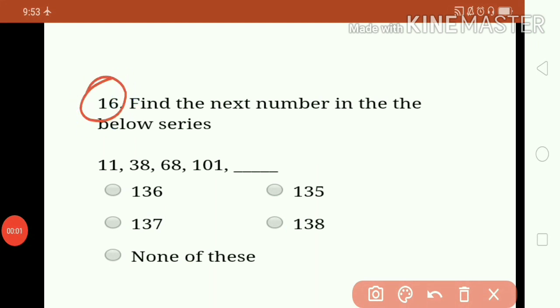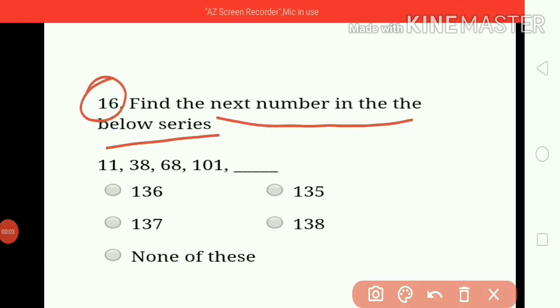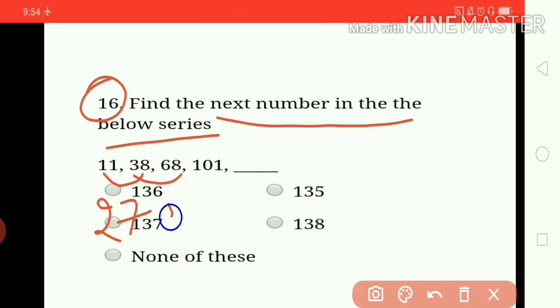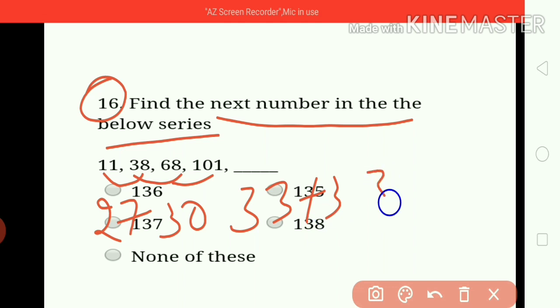Now question number 16, find the next number to the given series. So find the difference of 11 and 38. This is 8 minus 1 is 7, 3 minus 1 is 2, that is 27. So the difference of 38 and 68 is 30. The difference of 101 and 68 is 33. So the next will be plus 3, meaning 36, right?